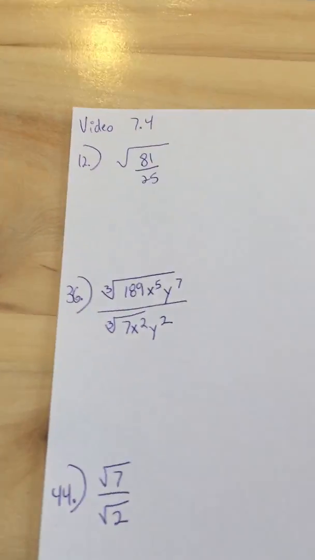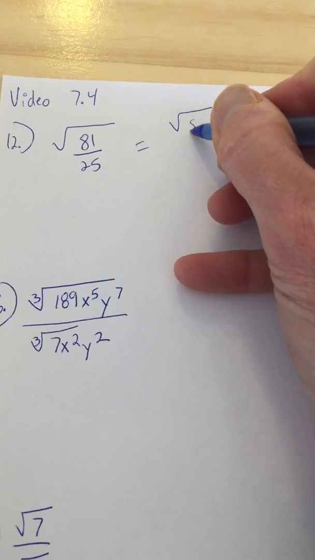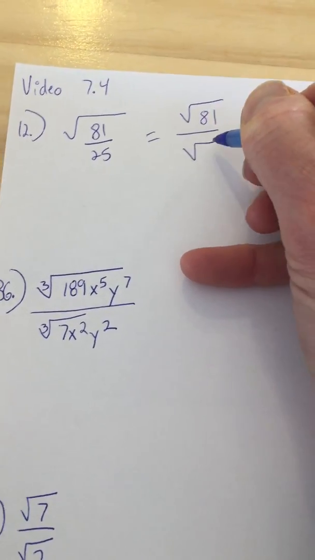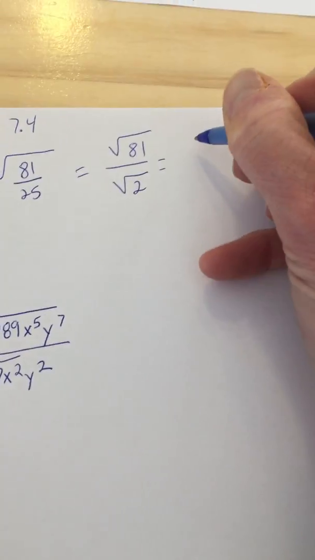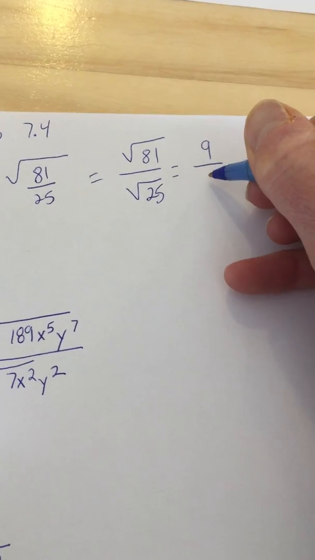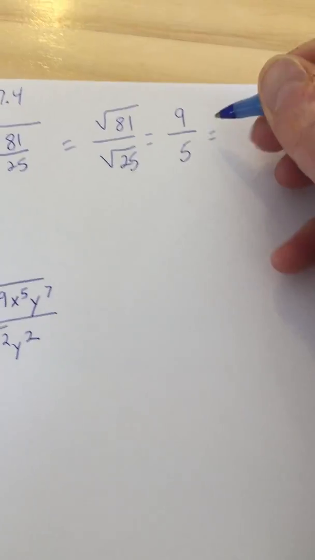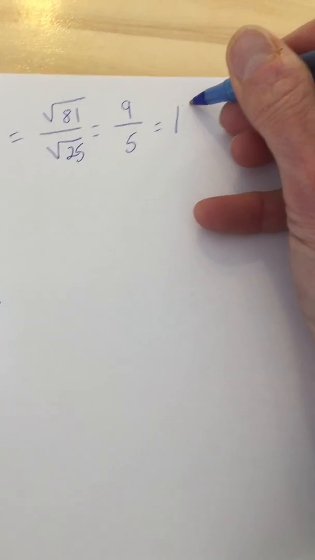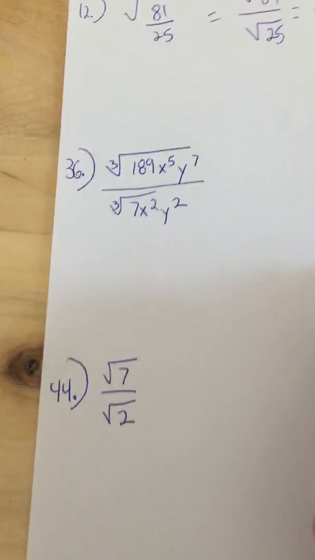7.4 dividing radical expressions. So I'm going to rewrite this as the square root of 81 over the square root of 25, and the square root of 81 is 9 and the square root of 25 is 5. I'm not quite sure if you need to do the 5 into the 9 and get one whole with 4/5 left over. I don't know if you really need to simplify all the way out like that.